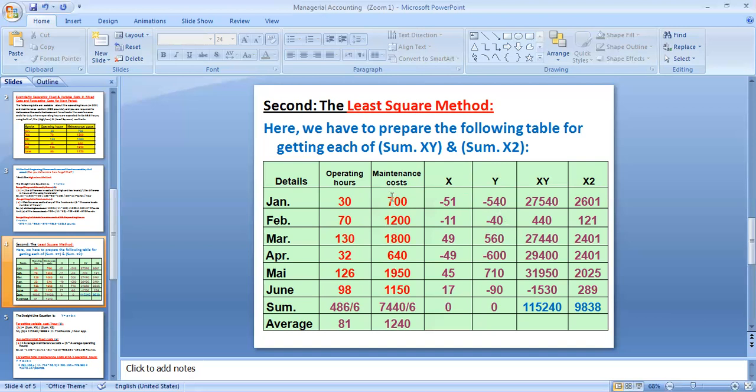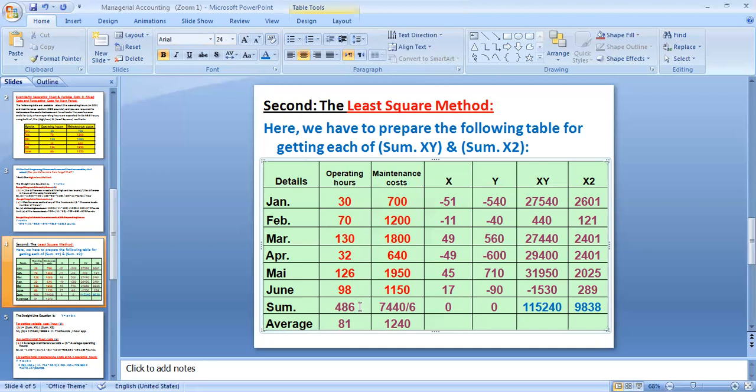because the cost is the Y, the dependent, and the hours are the independent, or the affecting. That's why we get X out of it. How many months do I have? January, February, March, April, May, June, 6 months. So if I add these hours, I will get 486.